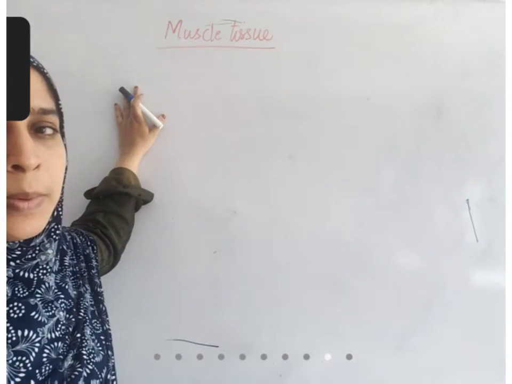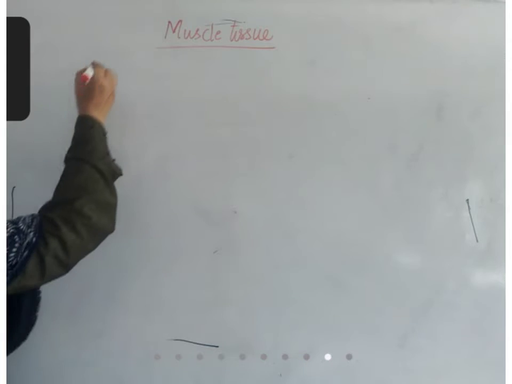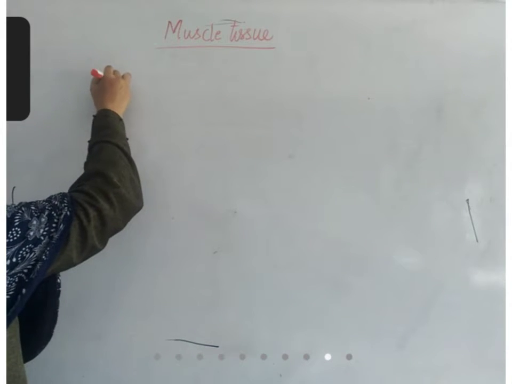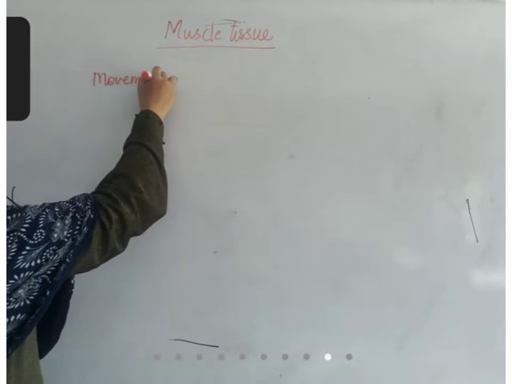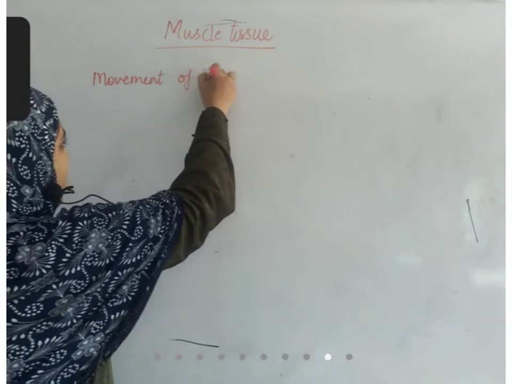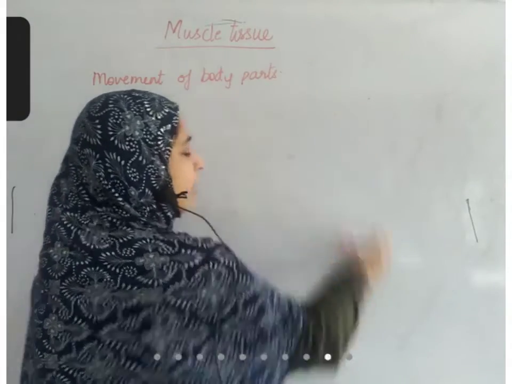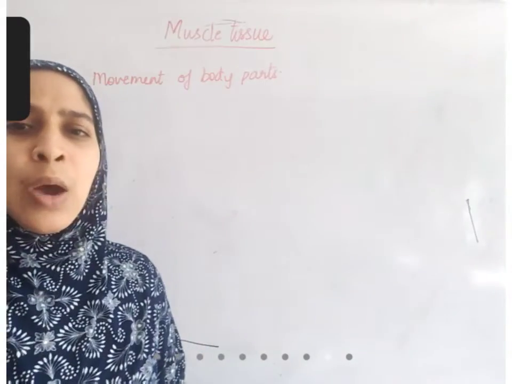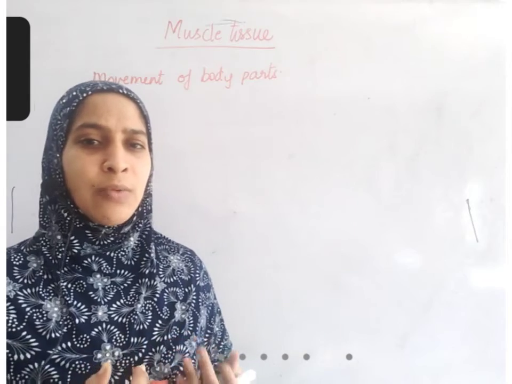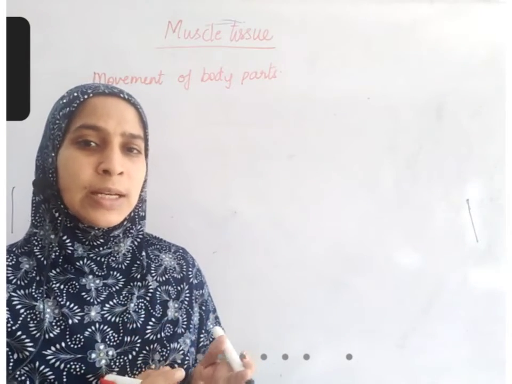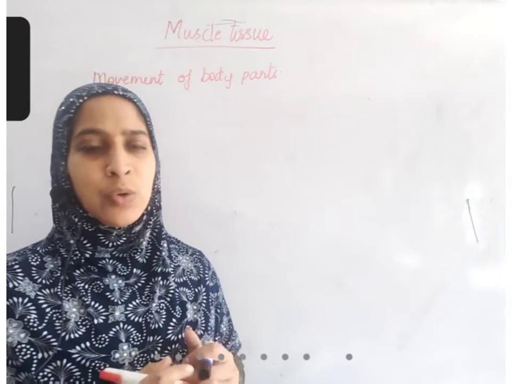We are going to discuss muscle tissue. What is muscle tissue? This tissue is helpful in the movement of body parts. There are two things that help us in our body movements: one is skeletal tissue, the second one is muscle tissue. We are able to move our body parts because skeletal tissue and muscle tissue work together.